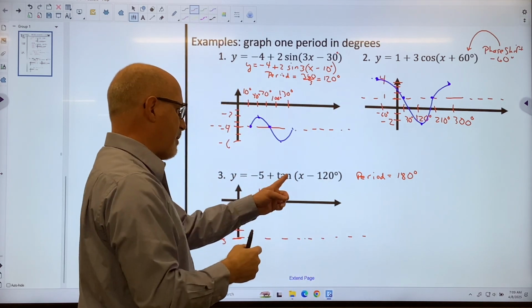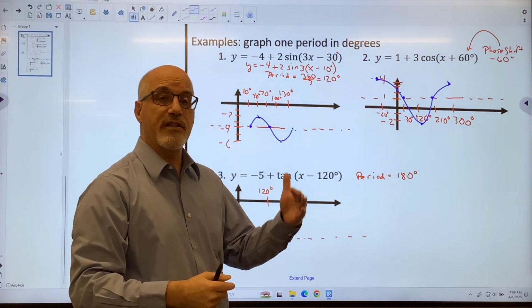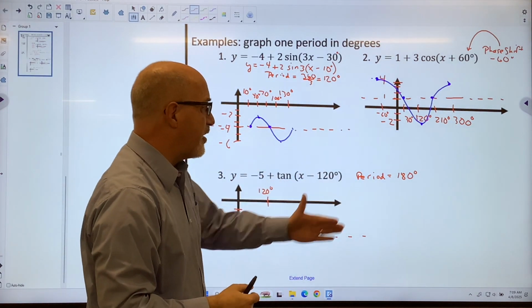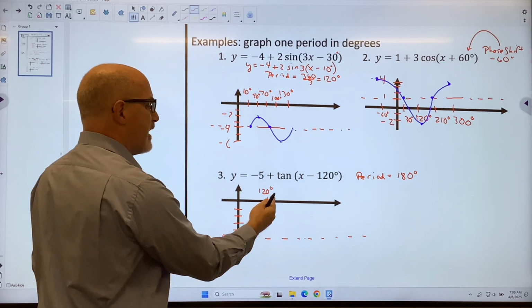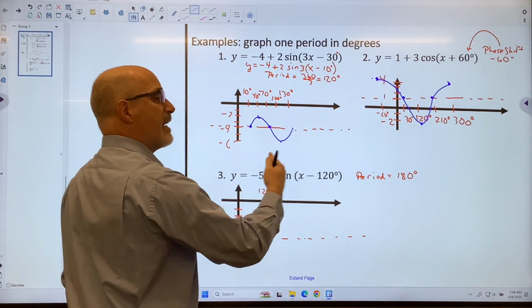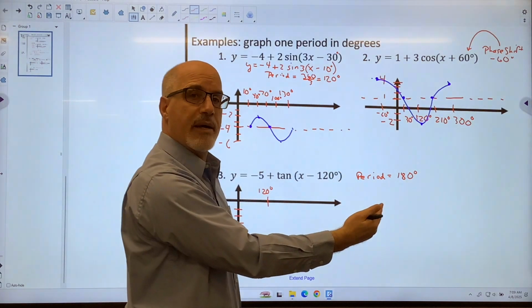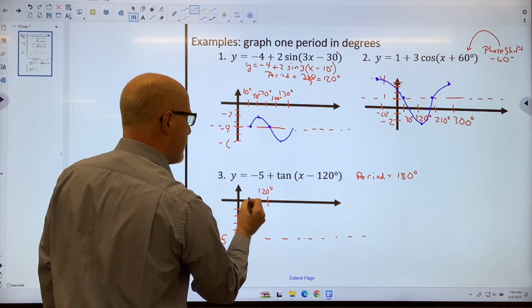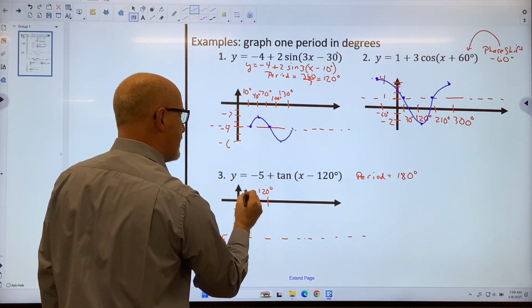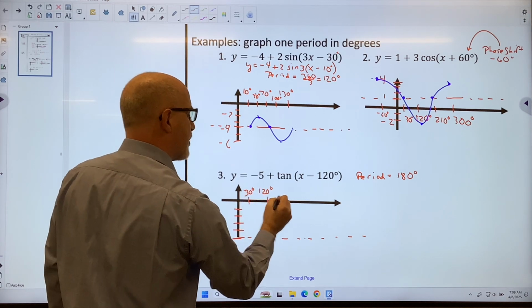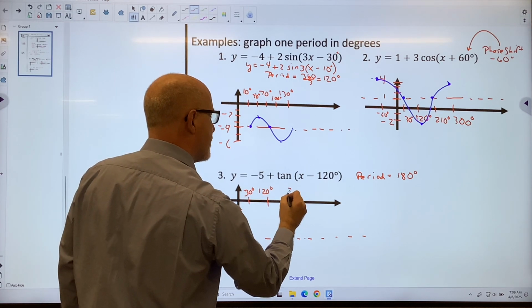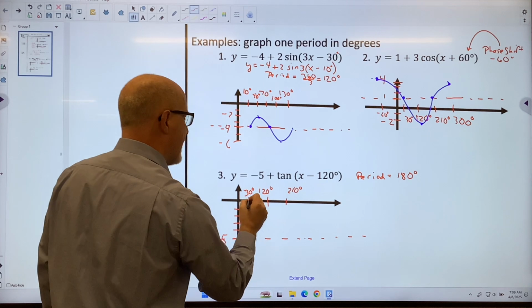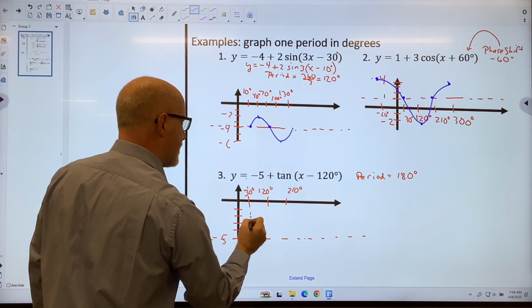Okay, so if there was a number in front here, we would have to go ahead and divide by it. But since it's 180 degrees, I want to go 90 degrees behind it and 90 degrees ahead of it in order to get my asymptotes for this. So 90 degrees back this way would take me back to 30 degrees. And 90 degrees out this direction will get me to 210 degrees. And then I draw my asymptotes there.